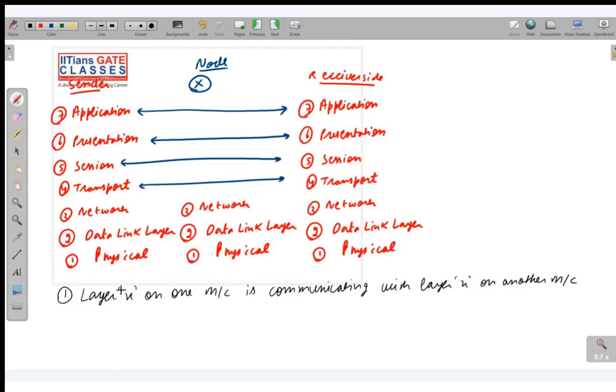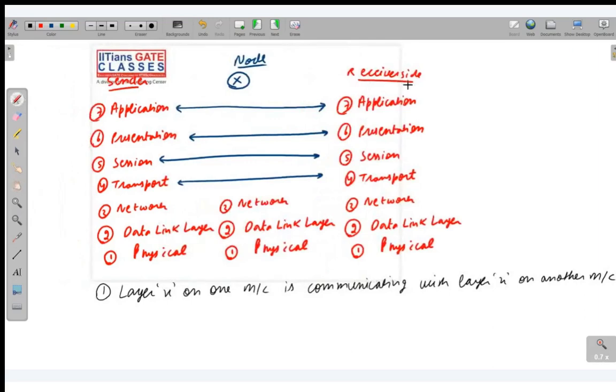Okay. And another thing is, see, if sender wants to send some packet to receiver, who is creating the packet or who is creating the message, first of all we should say who is creating the message. Application layer is creating the message like this. Okay, then it will go to presentation layer. This presentation layer will add its header to it. Then it will go to session layer. Session layer will add its own header to it. Then it will go to transport layer. Transport layer will add its own header, and so on. Okay, then it will go to network layer.